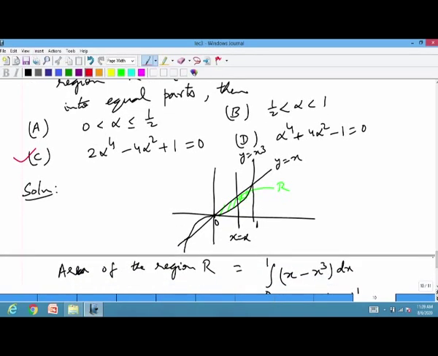Also, immediately now we can rule out option D, because if alpha satisfies this option C, 2 alpha to the 4 minus 4 alpha square plus 1 equal to 0, and if it also satisfies alpha to the 4 plus 4 alpha square minus 1 equal to 0, then if we add these two, we get 3 alpha to the 4 is equal to 0, which will give alpha equal to 0, but clearly alpha equal to 0 does not satisfy option C. So, this D option is wrong.